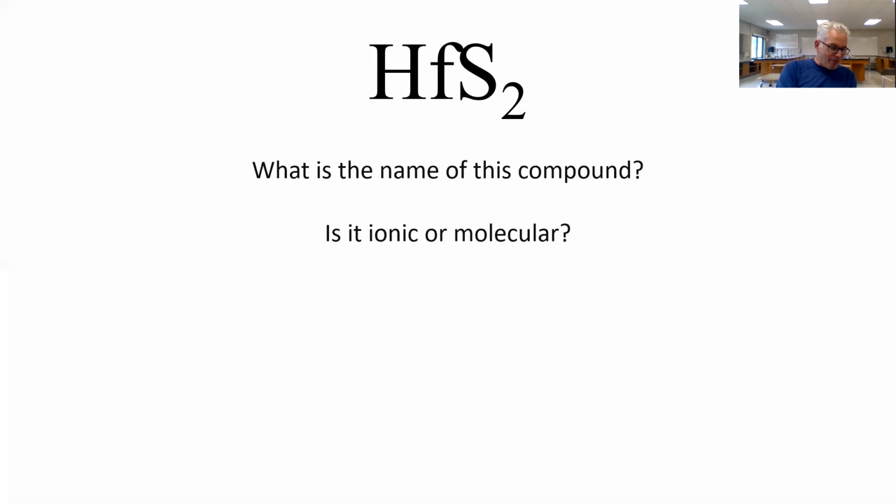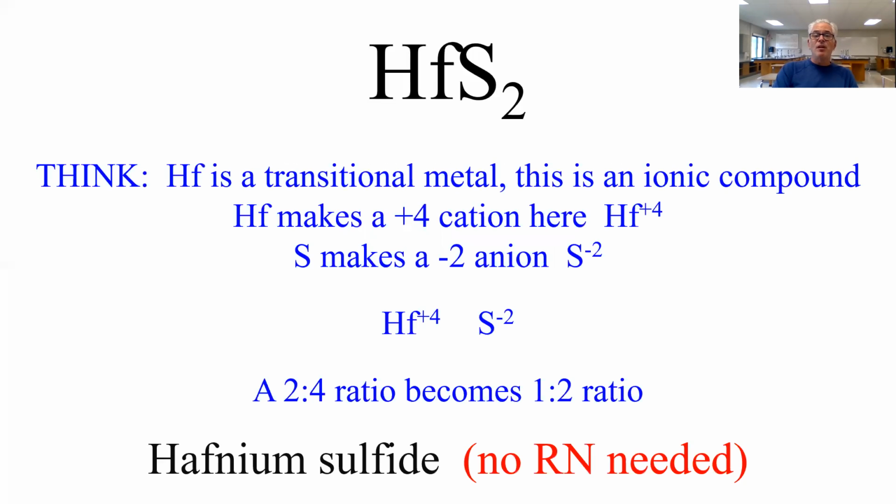Hafnium. Now, hafnium makes a +4 ion, just like zirconium above it, right? No Roman numeral needed. And it's going to be a +4. We have 2 negative sulfides, so it's just going to be a 2-to-4 ratio, which John Dalton said 1-to-2 again. It's a 1-to-2 ratio. It's ionic because hafnium is actually a metal, and it's called hafnium sulfide. No Roman numeral needed.